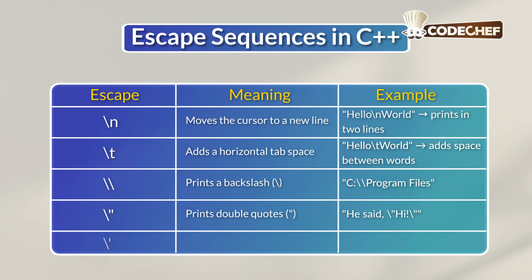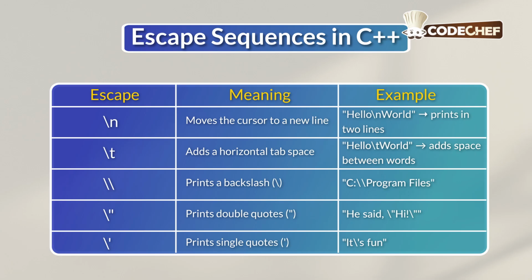Last, backslash and then single quote. It will print a single quote in output. Example, in double inverted commas, "It\'s fun", double inverted comma closed. It will print It's fun. This backslash will be removed and it will be It, apostrophe, s, It's fun.